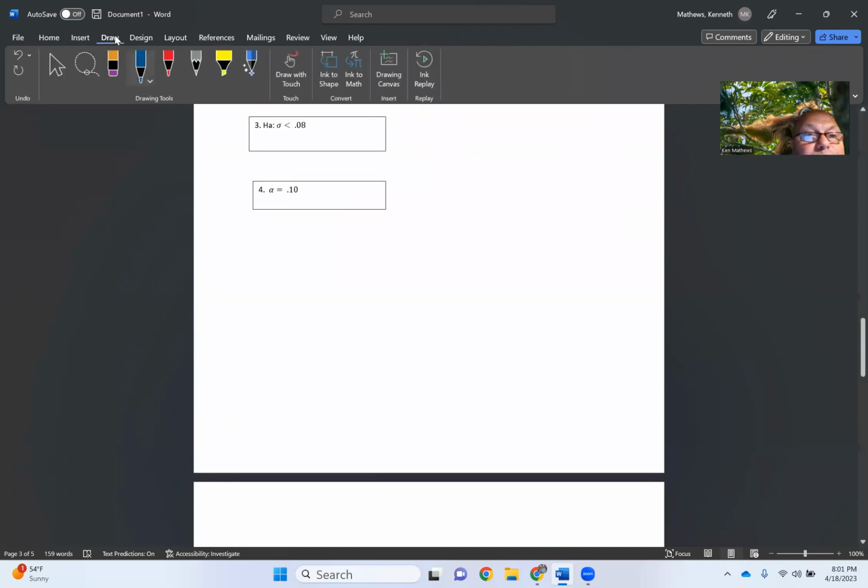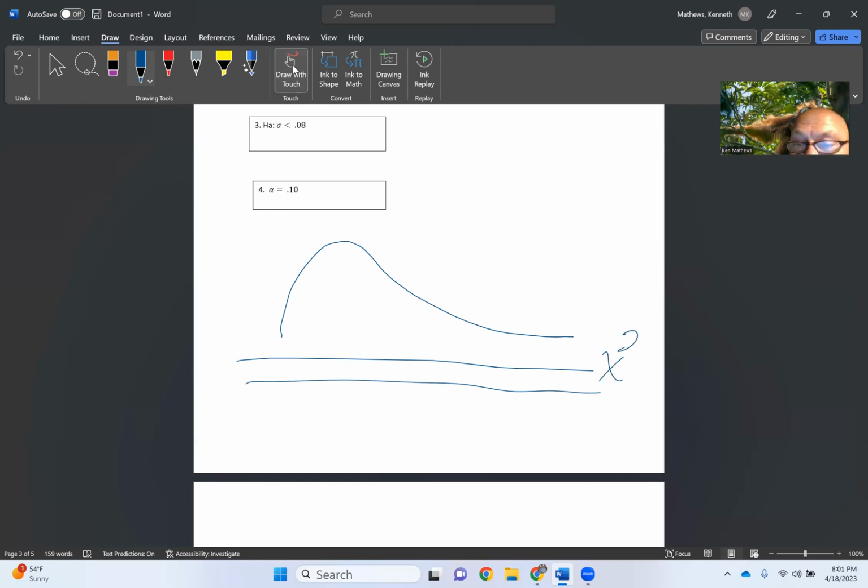And I'm going to go to draw. Okay, so now the distribution is a chi-square distribution. So we'll make the roller coaster hill unless we're landing, and then it is a whale. There's chi-square. There's S. Here's 0. There's 0.08. Now it's a one-tailed test because it's less than. So the area here is going to be 0.10, and the area here is going to be 0.90.